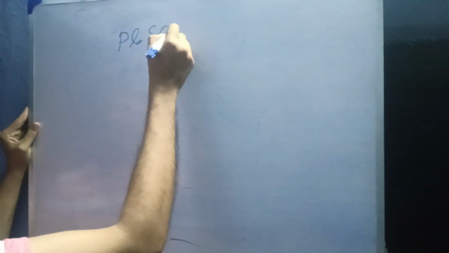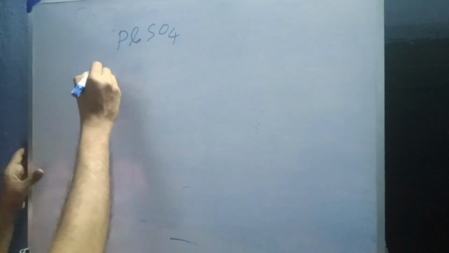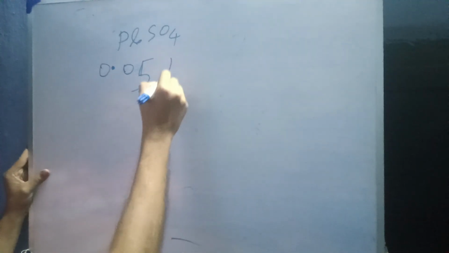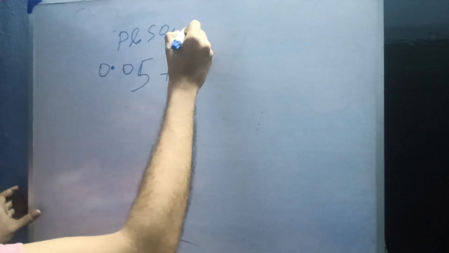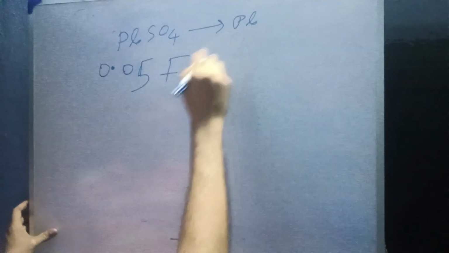The first problem is: in an electrolytic cell, lead sulfate is the electrolyte. It is given that 0.05 Faraday of electricity is passed through this lead sulfate solution. The question is, how many grams of lead will be produced at the cathode, for the reaction lead sulfate to lead?